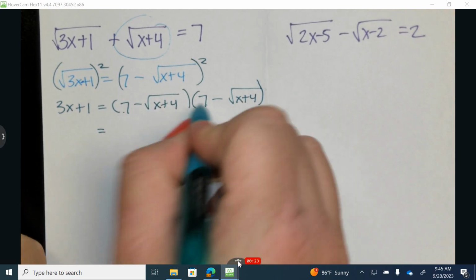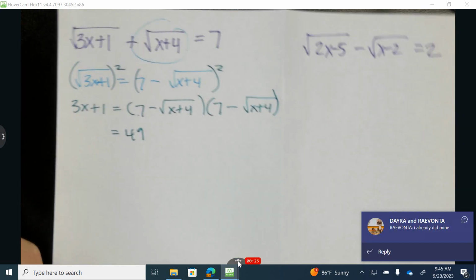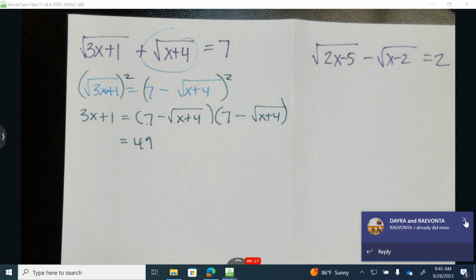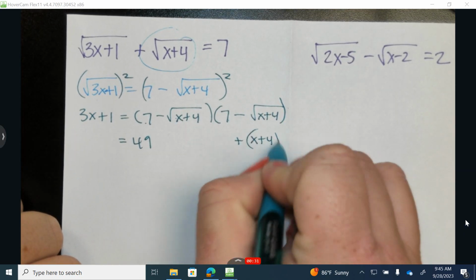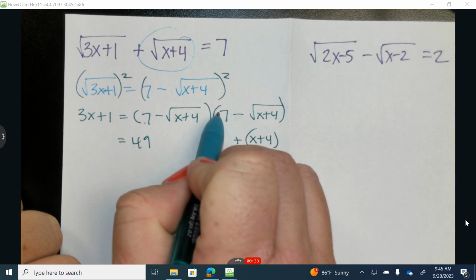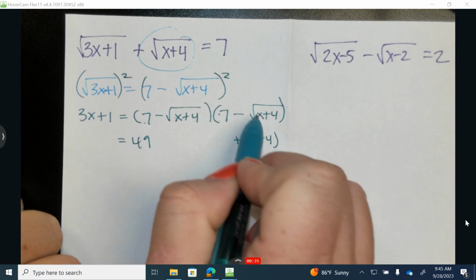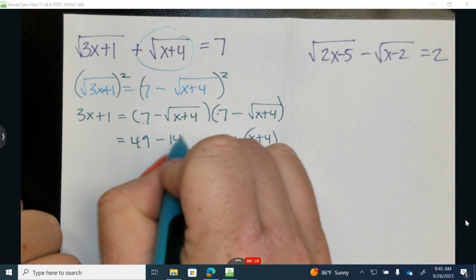Okay, on the right-hand side, 7 times 7 as I FOIL is 49. And then when I take the back times the back, I get a positive x plus 4. And this is negative 7 times the square root of x plus 2 and negative 7. Two groups of negative 7 is negative 14.